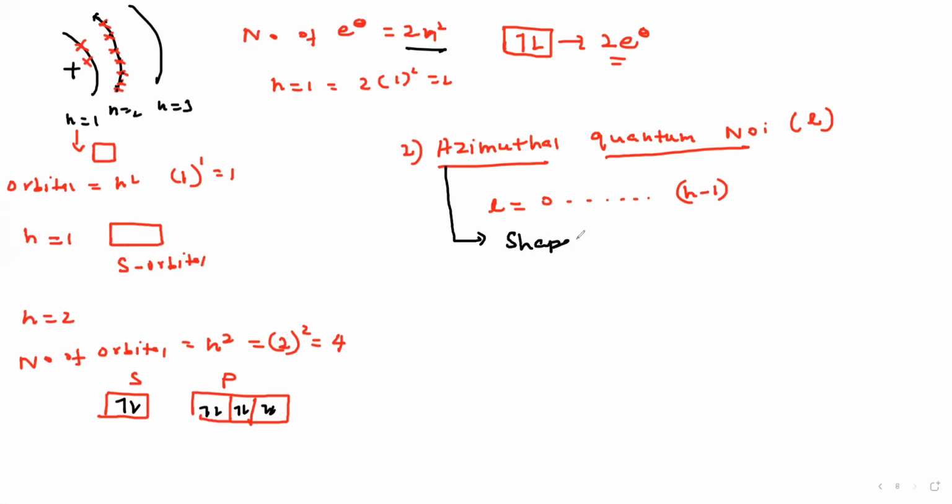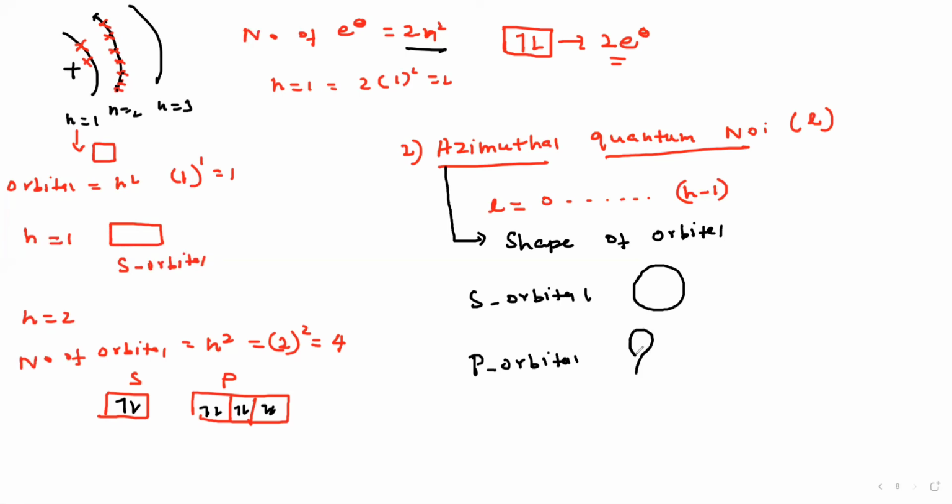The shape of the orbital. What is the shape of the s orbital? The s orbital shape is spherical. And the p orbital, what is its shape? It's a dumbbell shape. Yes, I will write it properly. For the d orbital, it is a double dumbbell or flower shape. For the f orbital, it is complicated. This is a plus sign, this is plus and minus and plus and plus and minus.